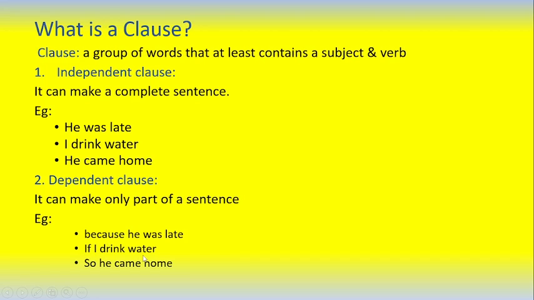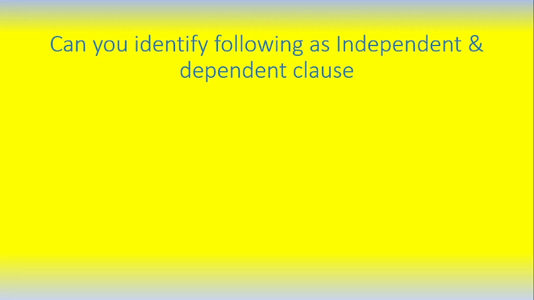If I drink water, what happens? It depends on the next sentence, so it is a partial sentence. And for "he came home," you do not know why he came home, right? So again, an incomplete sentence, so it is a dependent clause. Let us understand these two concepts, independent clause and dependent clause, with some more examples. Now you have to identify whether it is an independent clause or a dependent clause.